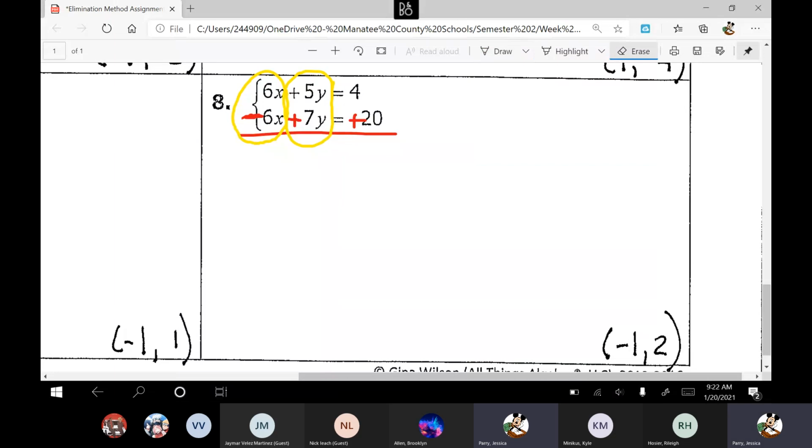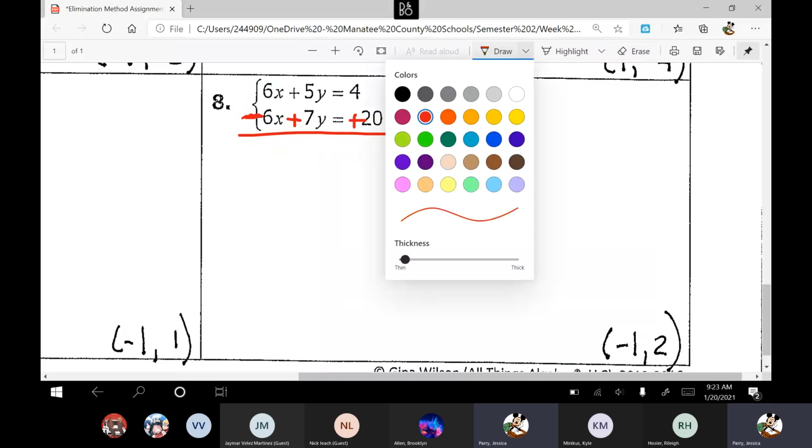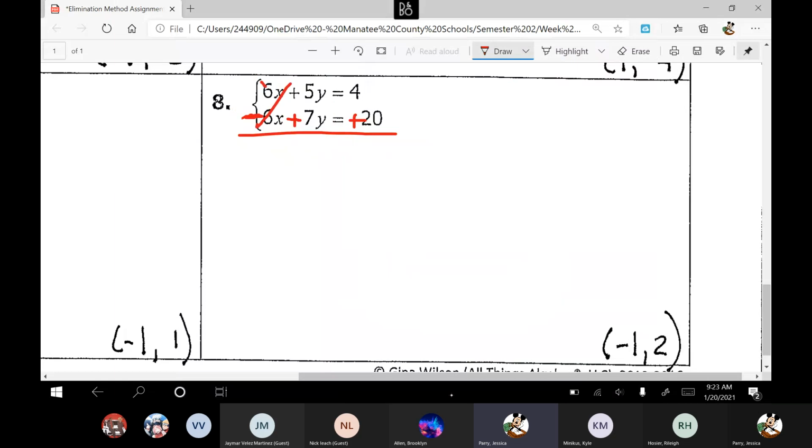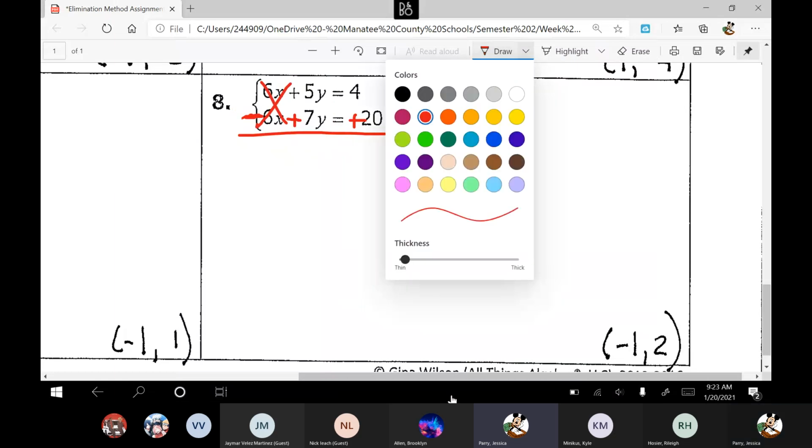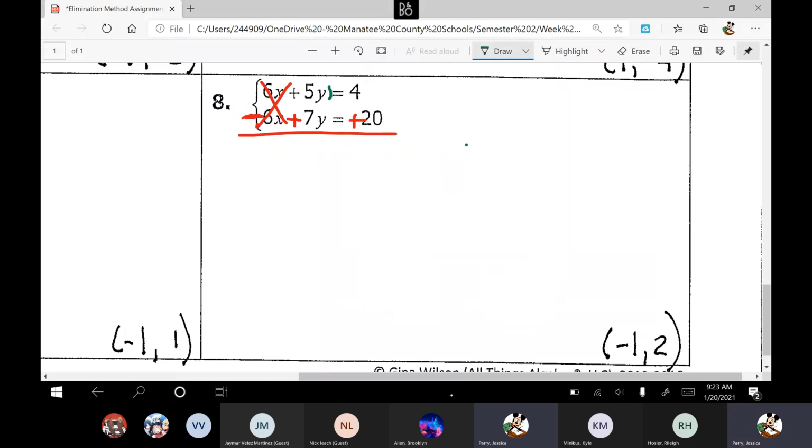Awesome. As you can see, our x variables are opposites because we have a positive 6x and a negative 6x. We have different signs and the same number. So these are opposites. Okay, so we're going to eliminate our x value. So I'm going to cross it off, and then I'm going to add the rest of the equation. I like to circle them so it kind of stands out. You don't have to do this.